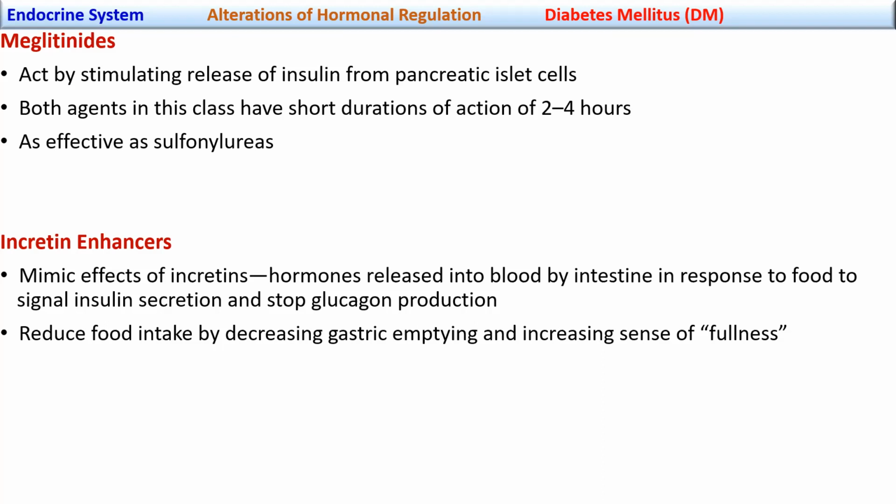The glitinides, meglitinides, such as Starlix or Prandin. The most common side effect is hypoglycemia.